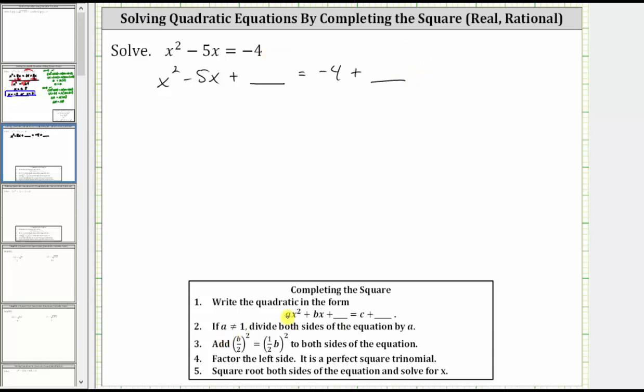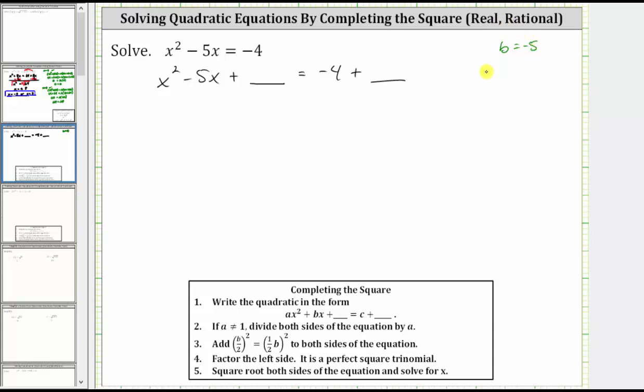Next, if a, the coefficient of x squared, is not 1, we divide both sides by a. But notice here a is equal to 1, and therefore we can skip to step 3. Step 3, we add the square of b divided by 2, or the square of 1/2 b, to both sides of the equation. This will make the left side a perfect square trinomial. Well, b is the coefficient of x, and therefore b is equal to -5.